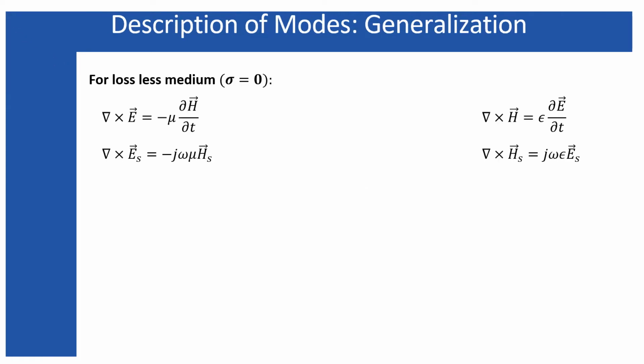The general description of the modes. From the Maxwell equations, we know the time-dependent electric field can be represented by Faraday's law, whereas the time-dependent and space-dependent magnetic field from Ampere's law can be represented using these expressions. And when you replace the time harmonic expression for the electric field and the magnetic field, the equations result in this way, which you can call the time-independent expressions for the electric field and the magnetic field.